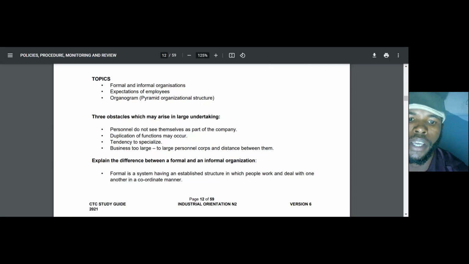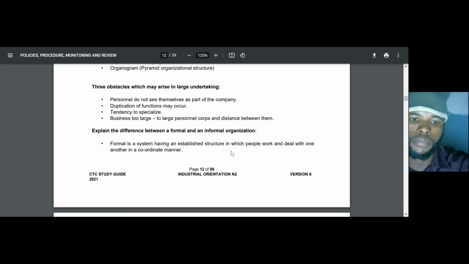Explain the difference between a formal and an informal organization. They will ask you to explain the difference between the two, and they might give you 4 marks for explaining the difference. So when you're studying, you need to go through each and every aspect. If they say you must list, you need to list. If they say you must tabulate, you need to tabulate. That means you need to know all of them.